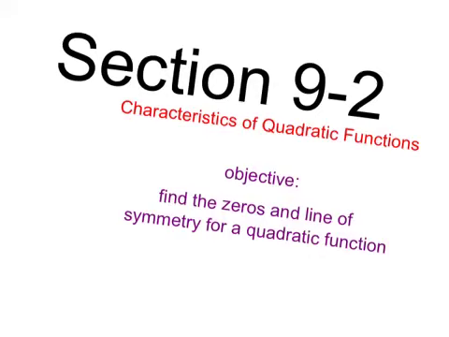So today we're going to discuss section 9.2, which is characteristics of quadratic functions. So really our objective today is to find the zeros of a quadratic function and the line of symmetry and a couple other things that go with this, including vertex and things like that we're going to discuss in a little bit.